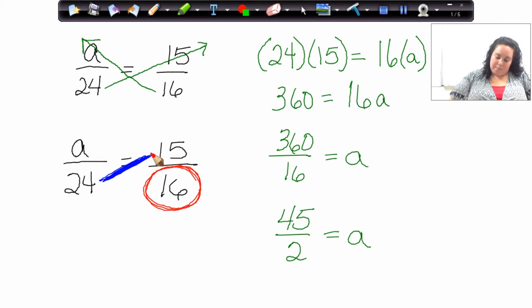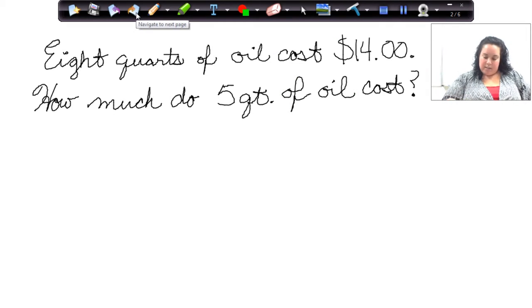You always end up multiplying the two numbers that are across from each other and dividing by the number that's across from the variable. So instead of writing out the steps of forming an equation, which is great and not so hard to do, you can just do it all at one time and just type it in on your calculator or whatever you're using, or just do it by hand: multiply, divide, done. Okay, let's go on to the next one.